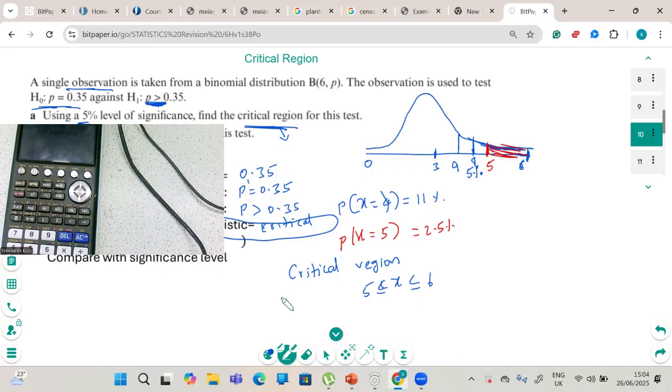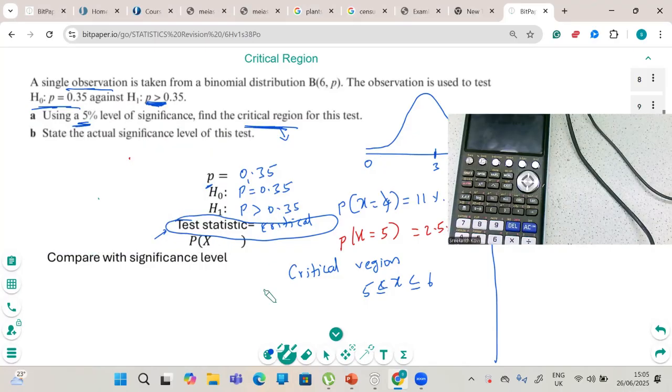So as it is given greater than, we always start with the right one, and we go for the left side as well. If you go to the left hand side again, so again we choose. Critical region is 5 to 6. Critical region is 5 to 6.